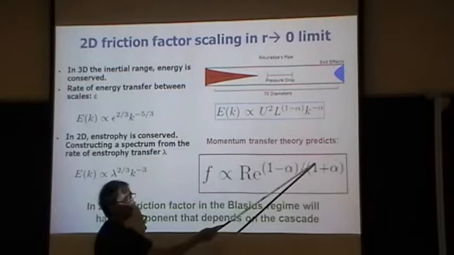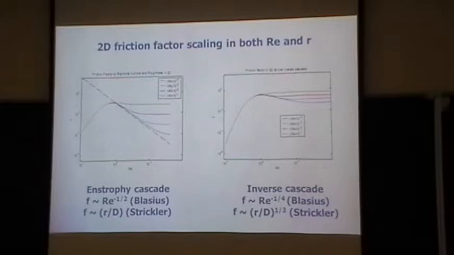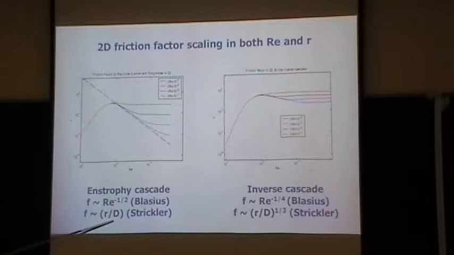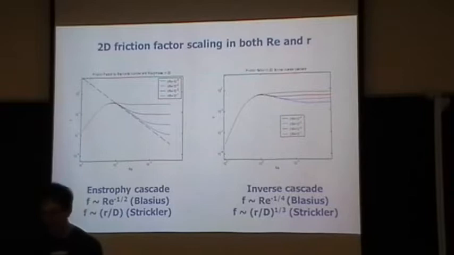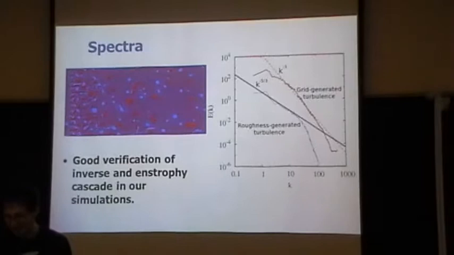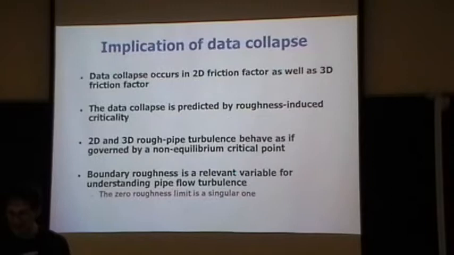So I can calculate both the Blasius exponent and the Strickler exponent for both cascades that I realize in two dimensions. And the answer is this. In an entropy cascade, the friction factor goes as Reynolds to the minus a half, and the Strickler regime goes as roughness to the one half. In the inverse cascade, it's dimensionally the same thing as the energy cascade in three dimensions, so the results are going to be the same as what we saw. Okay, I'm going to skip the simulations. I'm going to show you experimental data.